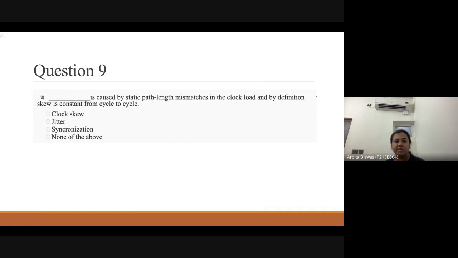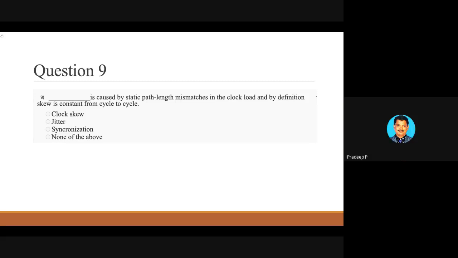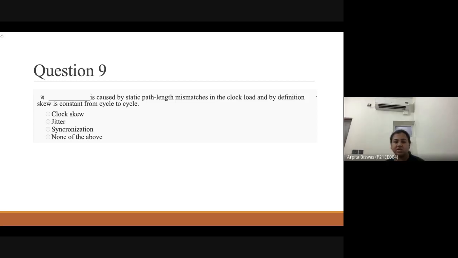So this is question 9. Dash is caused by static path length mismatches in the clock load; by definition, skew is constant from cycle to cycle. First option is clock skew. Second option is jitter. Third option is synchronization. Fourth option is none of the above. Jitter, madam. You recheck the answer. Okay, the answer will be maybe clock skew. Yes, you can recheck the answer.